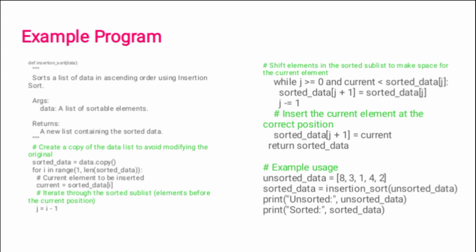Once the correct position is found, the current element is inserted at that position, that is j plus 1. The function returns the new sorted list. So this example demonstrates how insertion sort builds the sorted list element by element, comparing and shifting elements as needed.